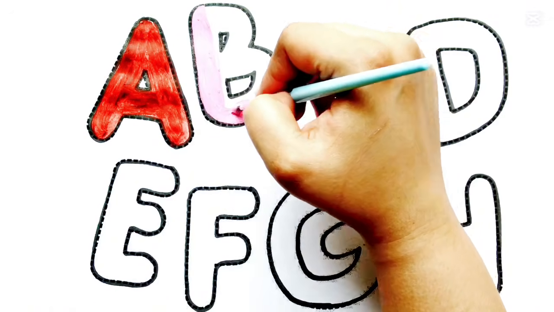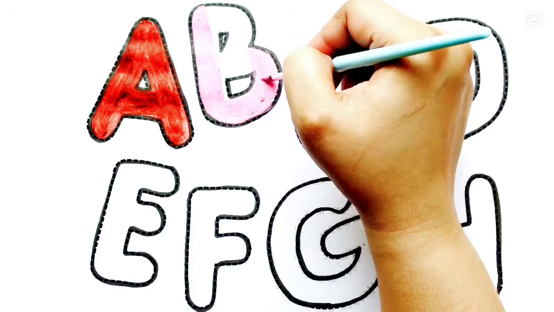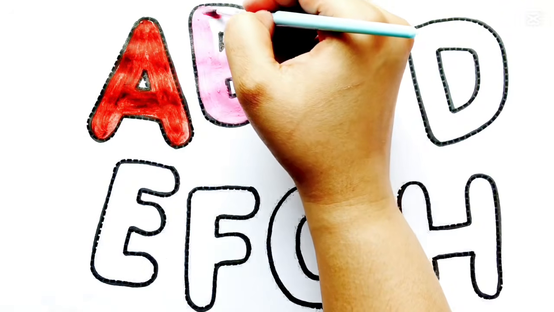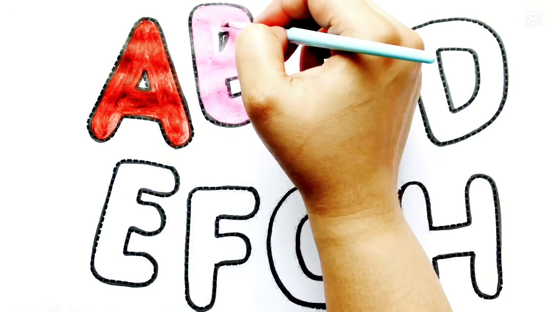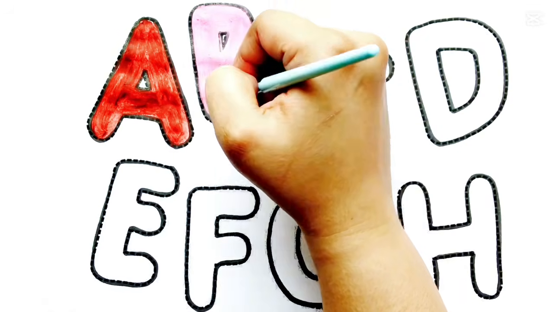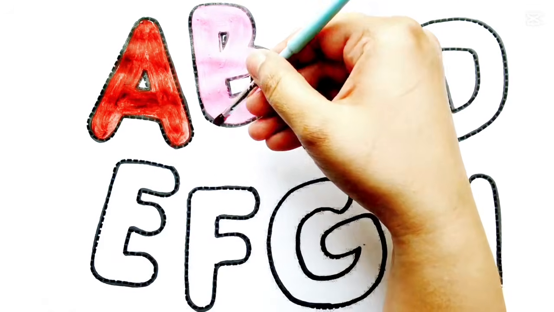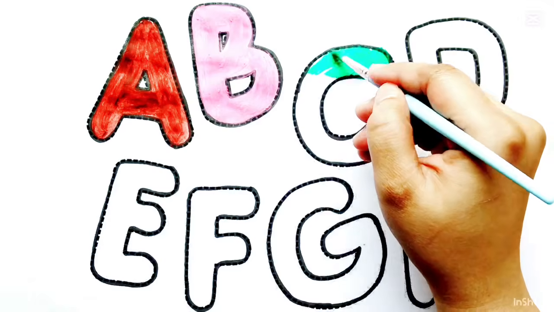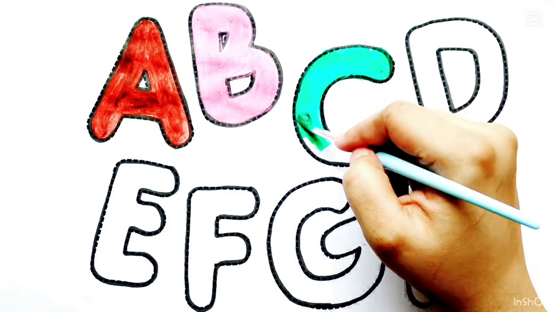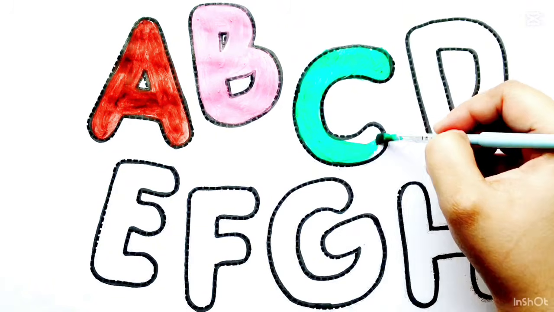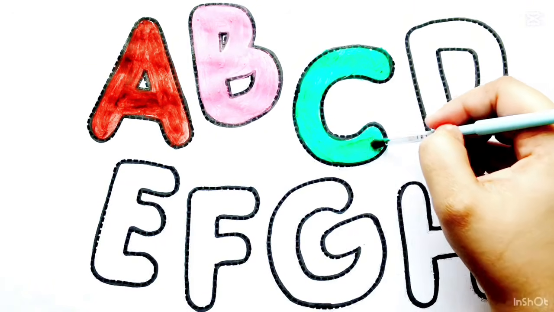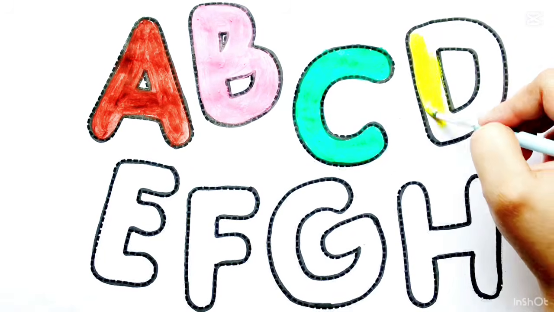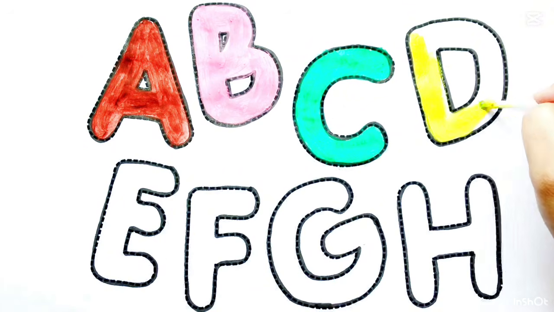Light pink color. B. B for bat ball. Green color. C for cherry. Yellow color. D for doll.